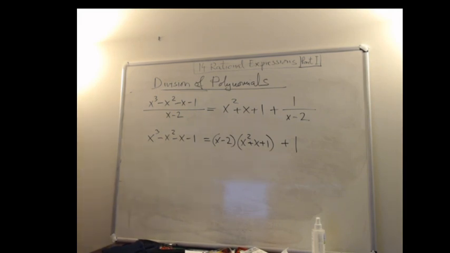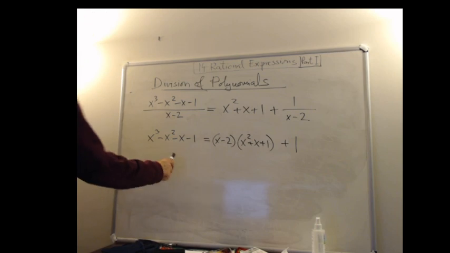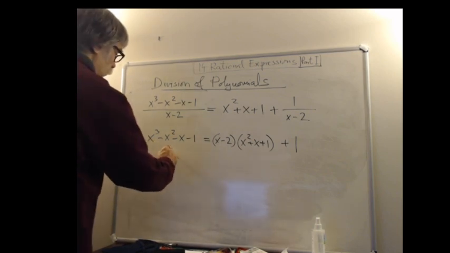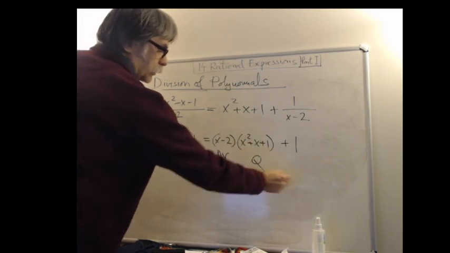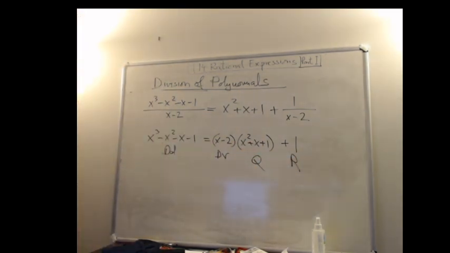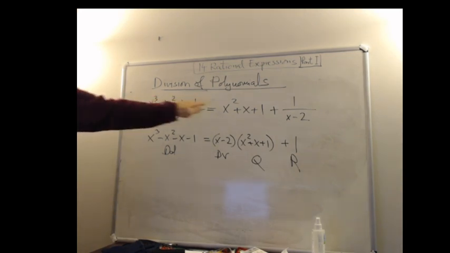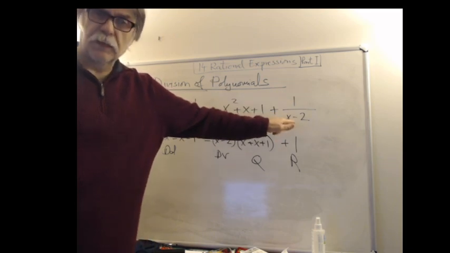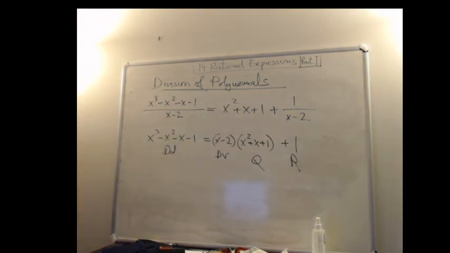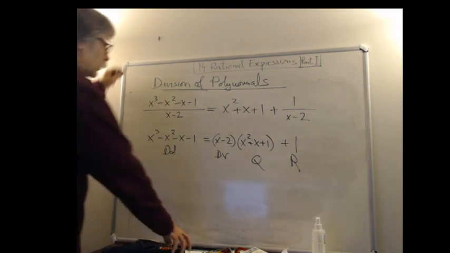Okay? So, dividend, divisor, quotient, remainder, in a multiplicative format. In a fractional format, dividend over divisor equals quotient plus remainder, which remains undivided over the divisor. So this is the divisor. Let's do one more.